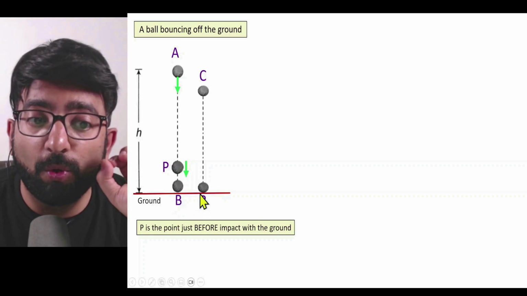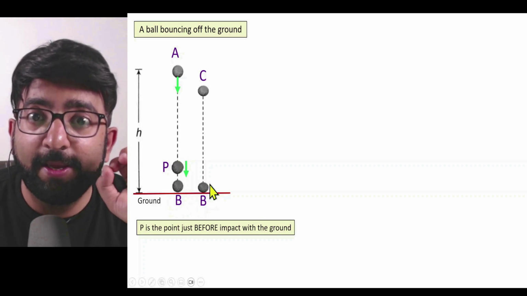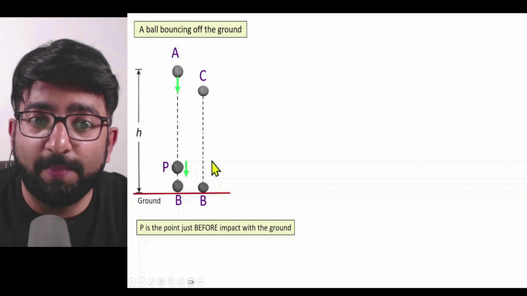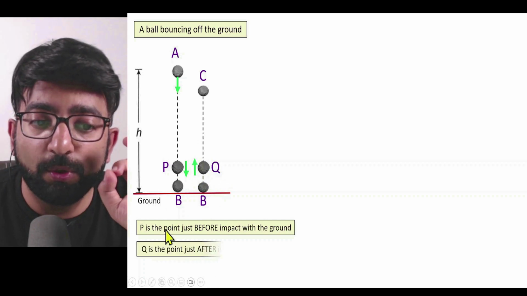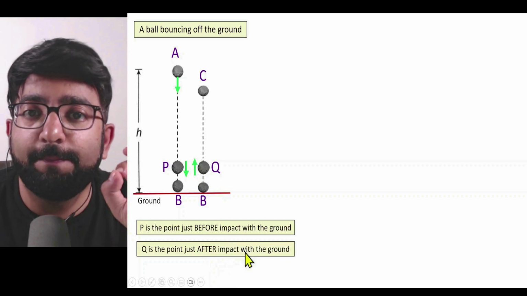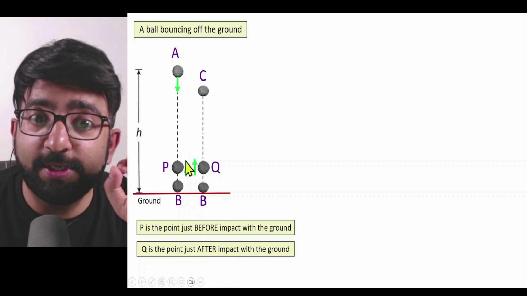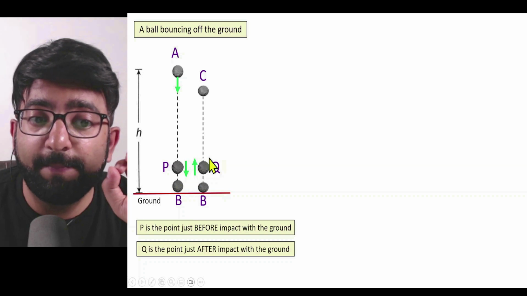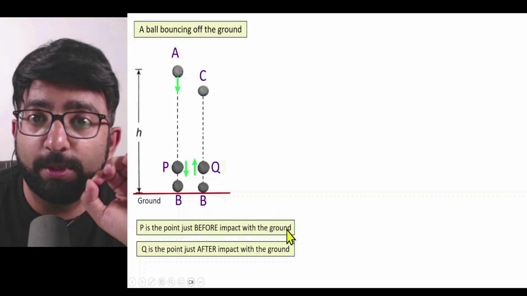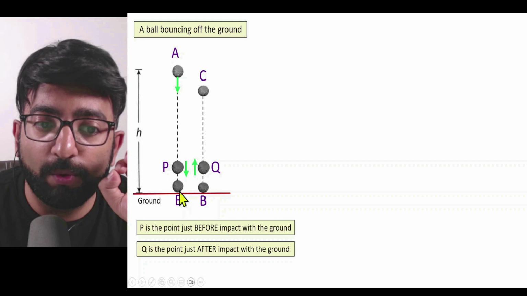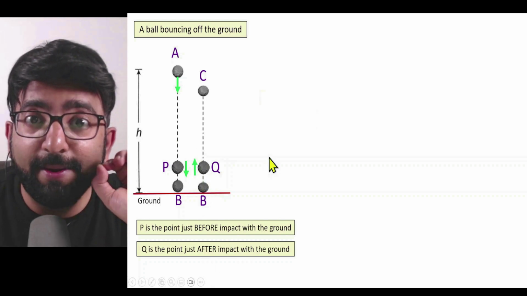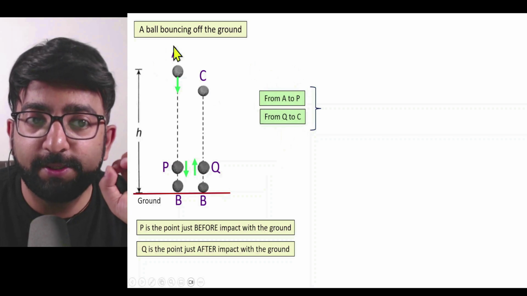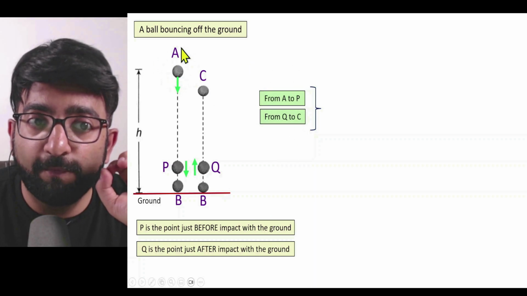Afterwards, the ball is going to collide with the ground at the point B, and just after the bounce, we can draw the position of the ball over here at the point Q. So Q is the point just after impact with the ground. We can also see the direction of velocities at the points P and Q. Just before impact with the ground, the ball is moving downward, and just after impact with the ground, the ball is going upwards.